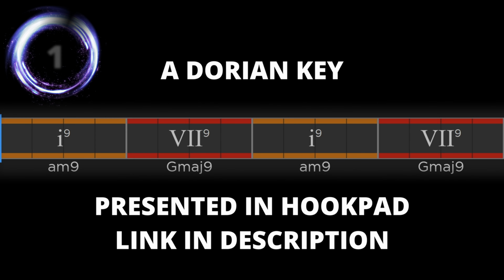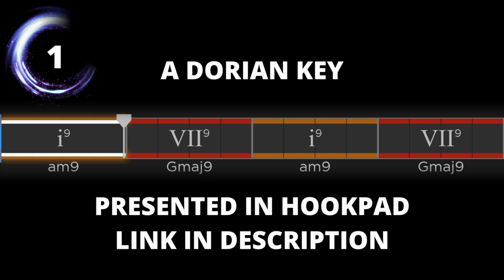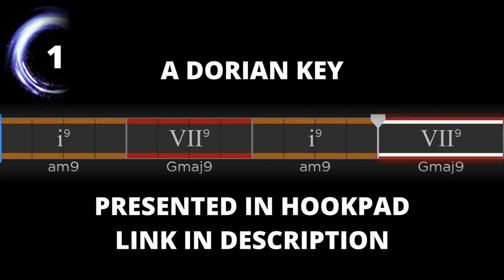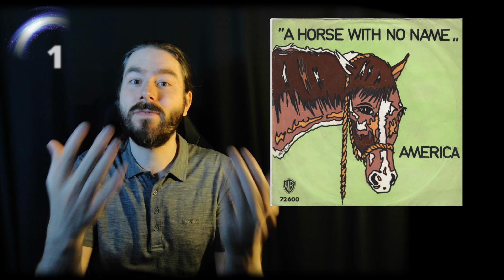And top of the pops, number 1 is 1 minor 9th, 7 major 9th, 1 minor 9th, 7 major 9th. An all ninth affair that reinforces the smooth intensity of these chords. Hear this in the classic A Horse With No Name by America.